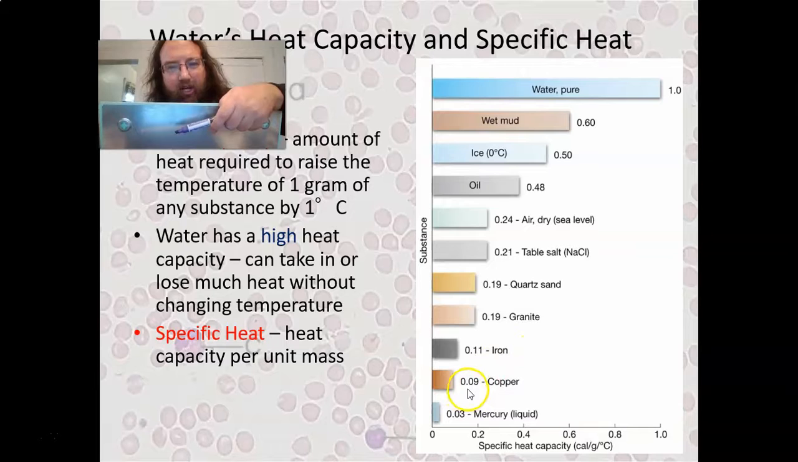Copper, by the way, has a very low heat capacity. Iron, a little bit higher. Granite, which is what makes up most rocks, also has a fairly low heat capacity. This is why a rock in the sun on a sunny day often feels so nice. But if you've been someplace that actually gets cold in the winter, you know that sitting on a rock is about the worst thing to do because you will freeze very quickly. Rocks lose heat quickly and gain heat quickly. Water takes a lot more energy to get hot or get cold.